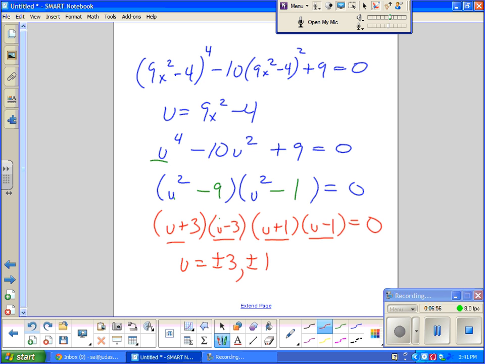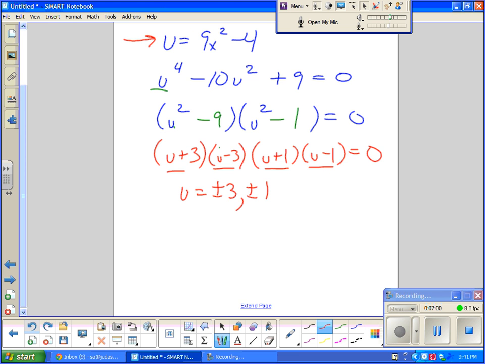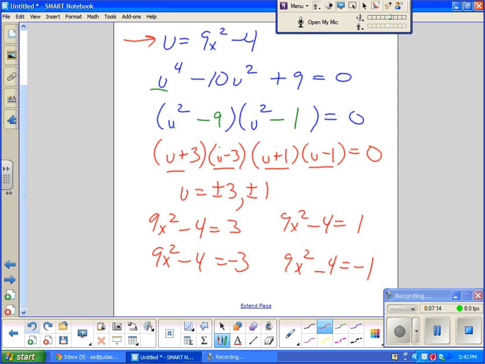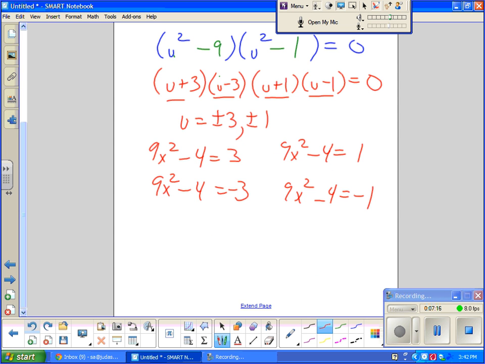But that's not what it asks for. It asks for x, but we know u is equal to this. So I have 4 equations set up. I have 9x squared minus 4 equals 3. 9x squared minus 4 equals negative 3. 9x squared minus 4 equals 1. And 9x squared minus 4 equals negative 1. A, B, C, D. 4 equations to solve.